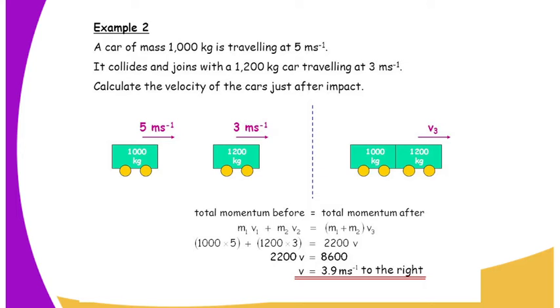Therefore in this case it's going to be 1000 times 5 close the bracket plus 1200 times 3 close the brackets is equal to 2200 times v. That is the sum of the two masses, 1200 plus 1000. Therefore 2200 v is going to give us 8600. Therefore v is going to be 3.9 meters per second to the right.